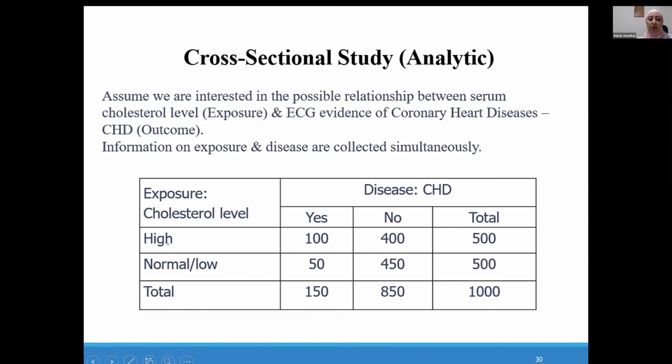So as you see, this is high cholesterol. We have 100 participants with coronary heart disease and 400 without, and all of them have high cholesterol levels. And those with normal or low cholesterol levels, we have 50 with coronary heart disease and 450 without. And this is my 2x2 table. So what is the prevalence of coronary heart disease among those with high cholesterol level?